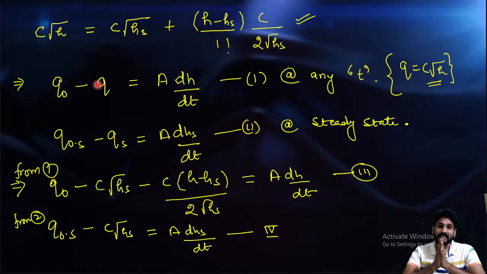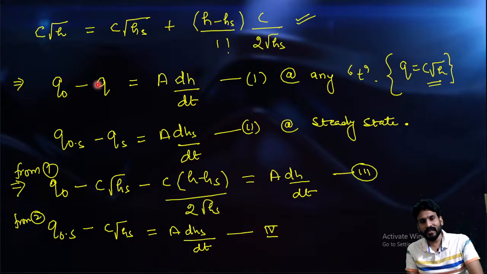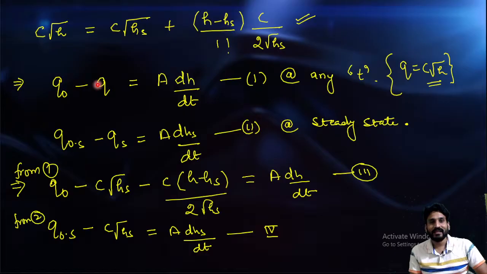Guys, what are you thinking? Why are you thinking like this? C under root hs is non-linear? Why is it non-linear? It is not linear even. It is my constant term.